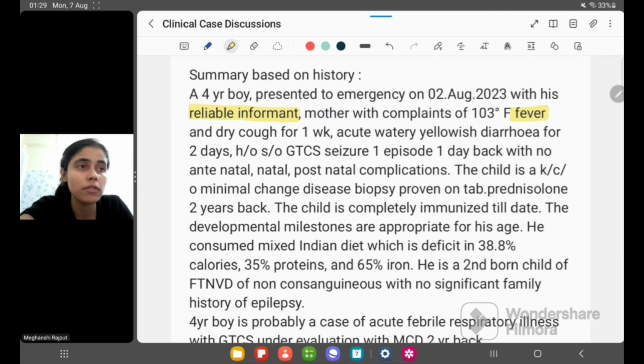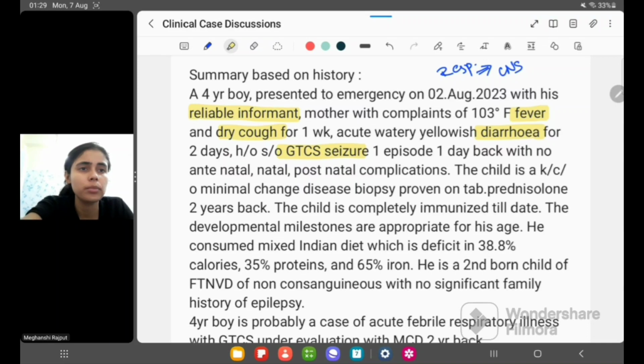The fever, we can think of different etiologies. It is a dry cough. Now we know that it is a respiratory case. Having diarrhea, so it could be an associated symptom towards it with a GTCS seizure. Now we are clear that yes, it is a GTCS seizure. One episode is there. So this respiratory illness must have some complications reaching towards CNS. That much etiology you can think of.